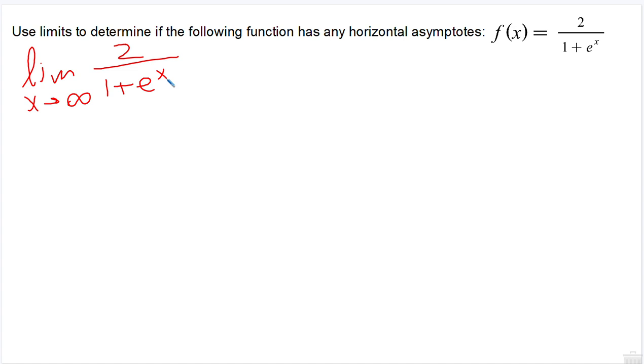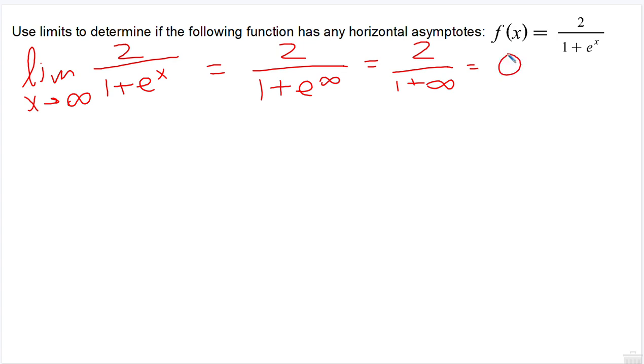So we'll start with infinity. And if we do that, we end up with 2 over 1 plus e to the infinity. Well, we just said e to the infinity is infinity. So this is 2 over 1 plus infinity. Well, 1 plus infinity is just infinity. And if I take 2 and divide by an infinitely large number, I should get an infinitely small number, something very close to 0. So we should see that this has a horizontal asymptote of y equals 0 to the right.